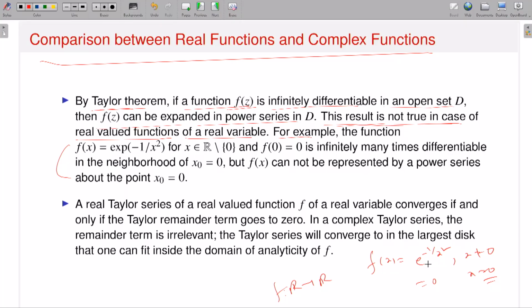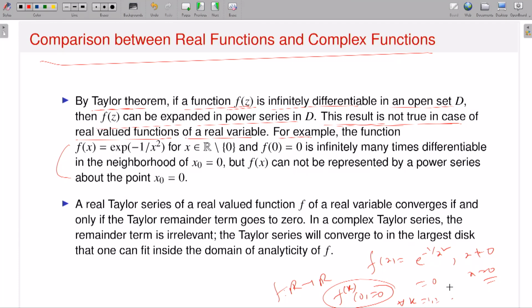Not only is it once differentiable, it is infinitely many times differentiable at the point 0. Not only that, the kth derivative of f at the point 0 is exactly equal to 0. You check it. This is for all k, 1, 2, and so on and so forth. So this is very nice.